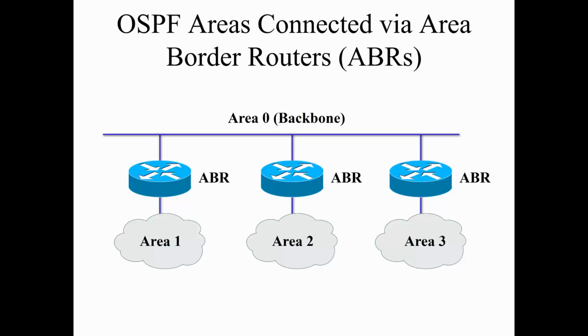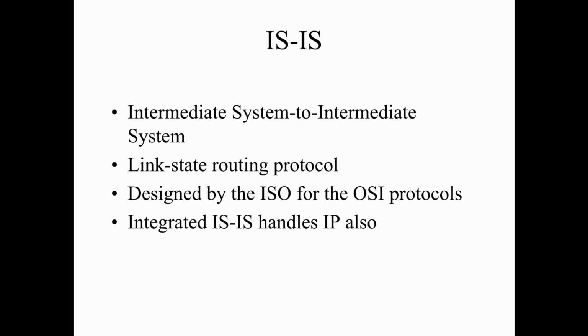OSPF connects via area border routers, or ABRs. All areas go back to area 0. Area 0 is classified as the backbone. And we have ABRs that connect the different areas back to 0. All areas connect back to 0, period. IS-IS is a link state routing protocol designed by ISO, but I think I've seen this once, and that was it.